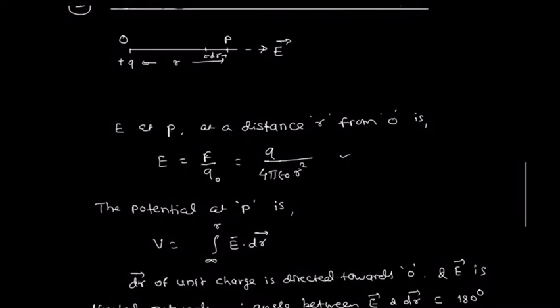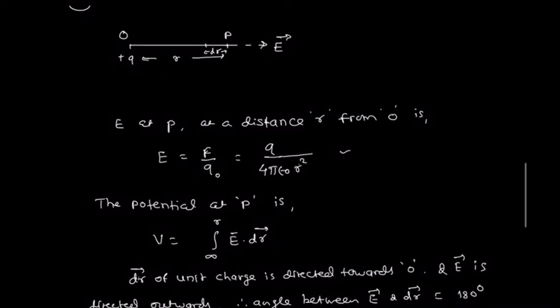Here, what is dr? dr is the displacement of the charge. And what is E? Electric field. If dr is the small displacement of the unit charge and that displacement is directed towards the point O, it means the point P is shifted towards the point O with a very small separation dr. And E is the intensity of electric field that is directed outward, along the positive x direction.